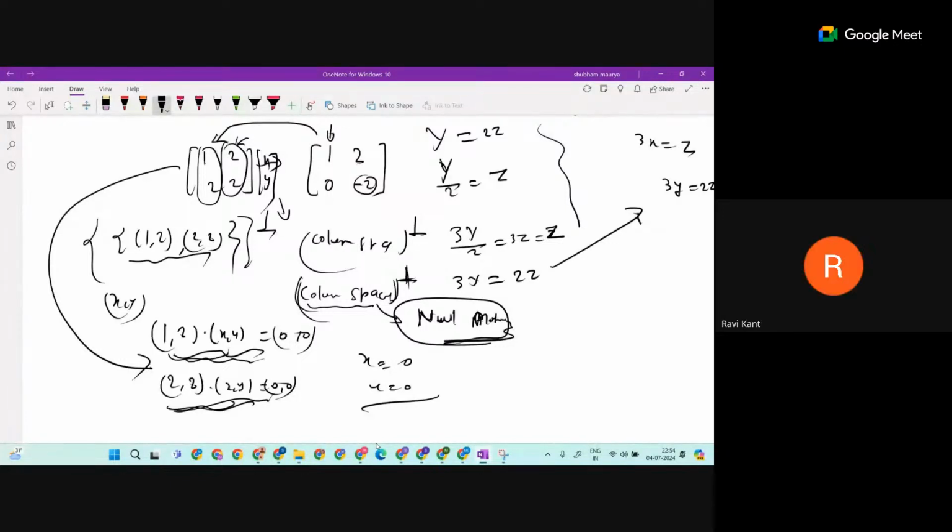Okay, so what I did here: in the starting I didn't remember this relation, I knew there was a relation but I forgot it. So from scratch, first I found the basis of the column space. Then I started finding the perpendicular of each vector. And then I got the relation: the perpendicular of the column space is nothing but the null space of the same matrix. So this is the relation.